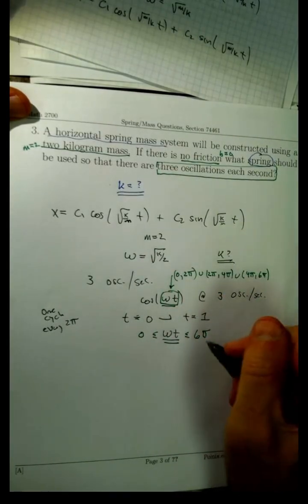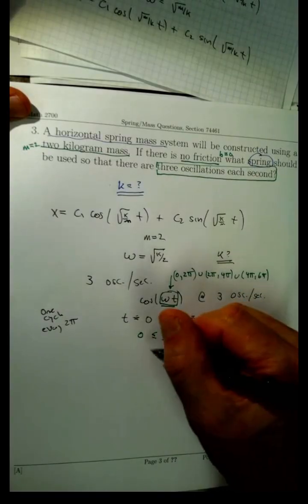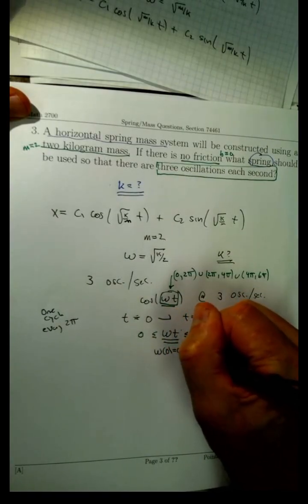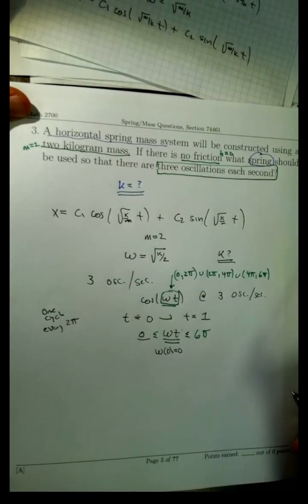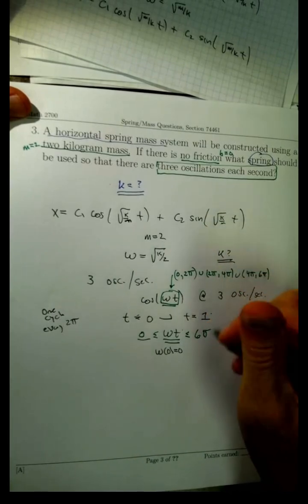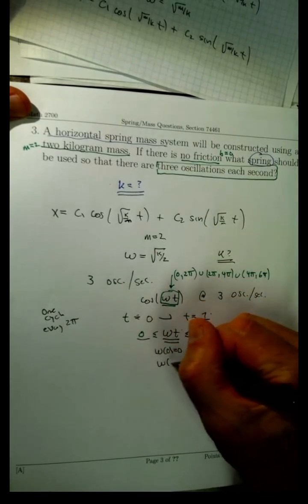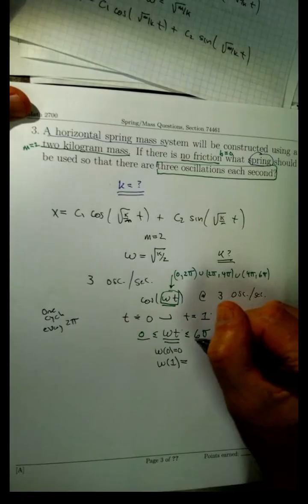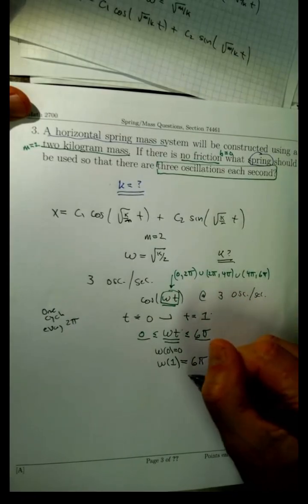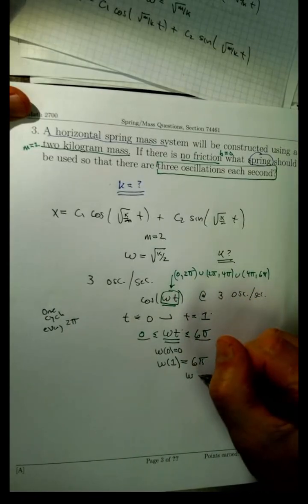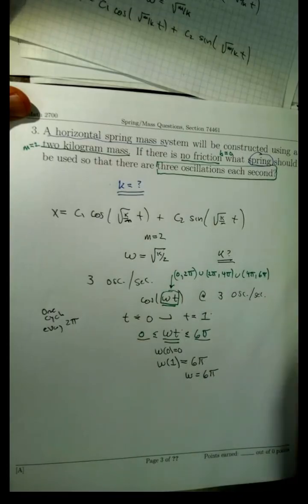And the smallest omega t can be is when t equals 0. So that gives me that. And the biggest it can be is when t is 1, and then it has to equal 6 pi. So we get that omega has to be 6 pi.